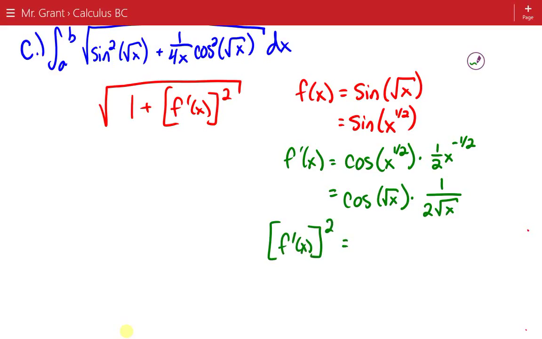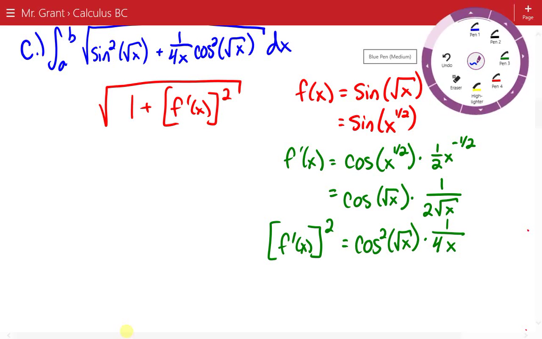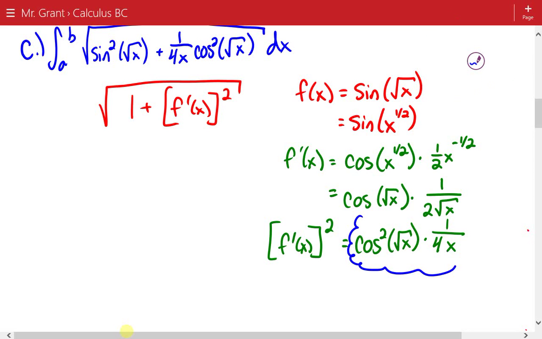Square of cosine square root of x times itself is just the cosine squared, 2 of those multiplying together. And if you multiply 1 over 2 times the square root of x times itself, you should find that it's 1 over 4x. 2 times 2 gives you the 4, square root times the square root, they undo each other, and we are left with this friendly looking equation.